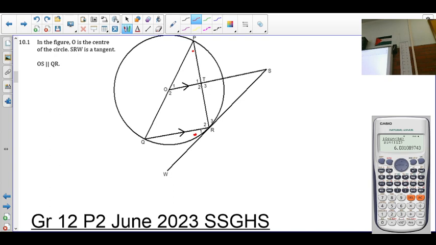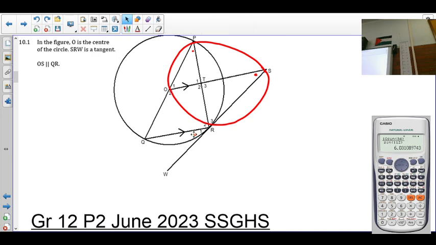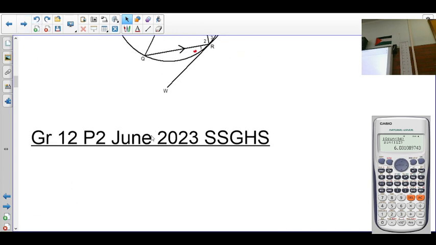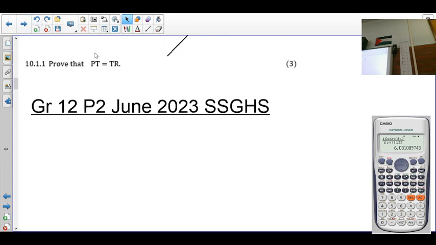Okay. Then we are told that SO is parallel to QR, which means R1 is also equal to S there. Without even reading further, we can see now that there will be a cyclic quad. Why? Because of the converse of angles in the same segment. Can you see that, people? So all of those things should pop into our heads at this point already. Alright. So let's go and answer the first question.